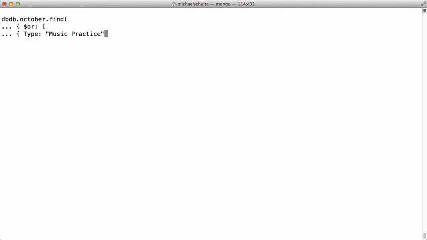is one of the ones that I'll accept. And then I'll also say type: chapel service. So those are the two types I'm looking for. So I'll close my bracket. And then I need to close the brace. And then I need to close my parentheses for the function.